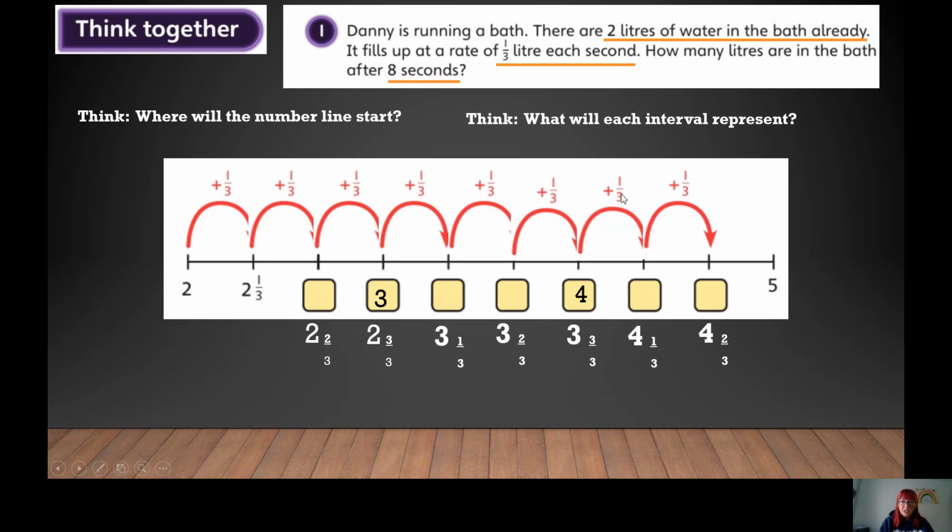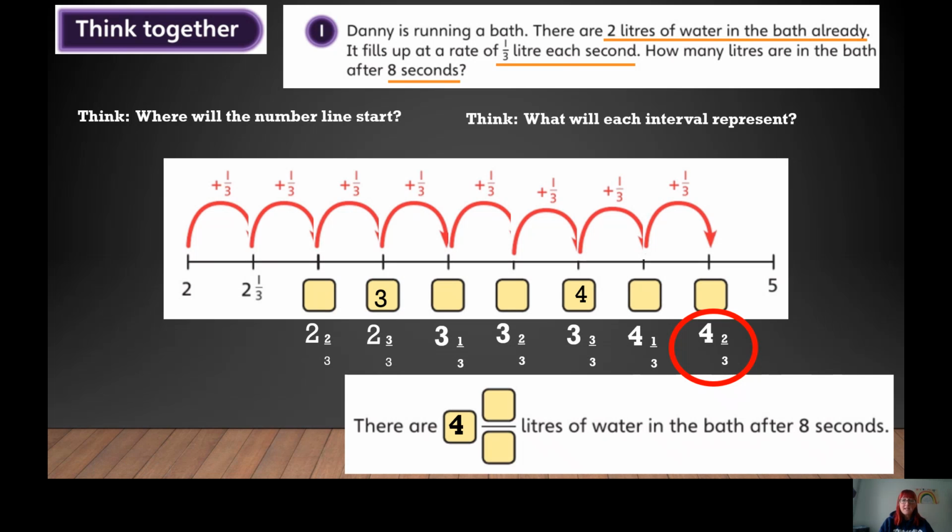So let me just check that information. Apparently it's after 8 seconds at a third per second, so I should have 8 jumps. 1, 2, 3, 4, 5, 6, 7, 8. So it looks like after 8 seconds at a rate of a third of a litre per second, the bath that Danny's running has a capacity of 4 2/3 litres. So happy with that.